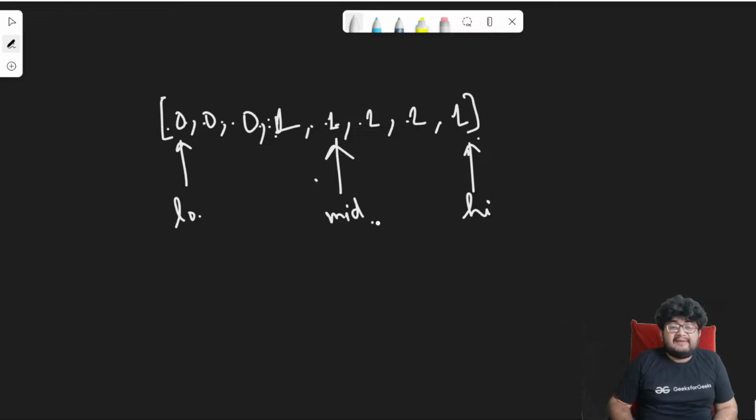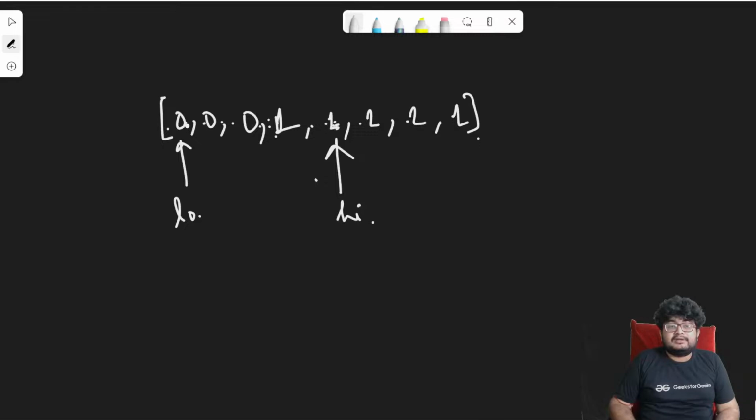Now I will compare if a of mid is 1 or 0. It is 1. If it is 1, what will I make? My high should always point to a 1, right? So I know the first occurrence of 1 will be before this. Before this can be the first occurrence of 1, or it will be before this. So I can safely move my high to this, because this is a 1. So this will become the high.